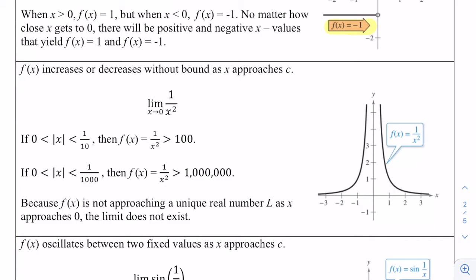Another situation where the limit does not exist is when f of x increases or decreases without bound as x approaches c. As we approach 0, you can see that it's getting increasingly higher. Since it does not approach a unique real number L, the limit does not exist.